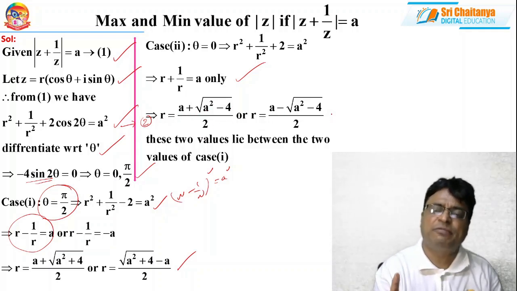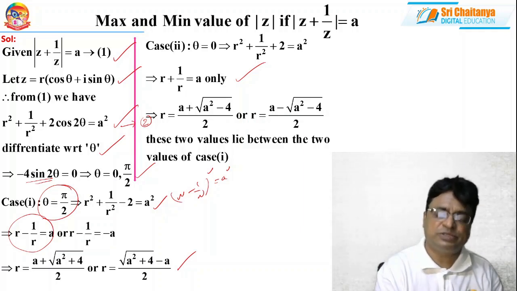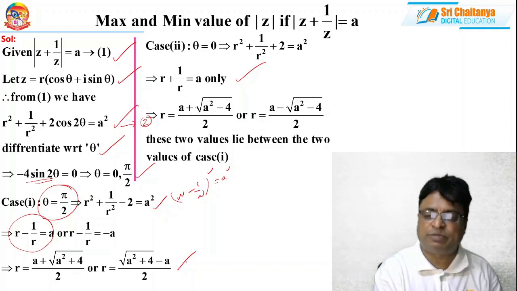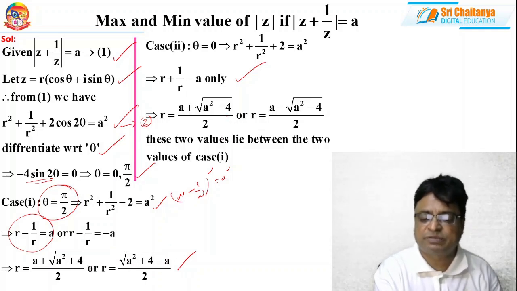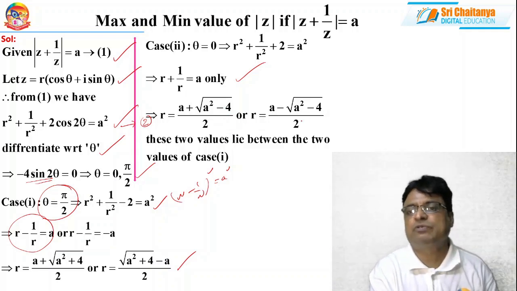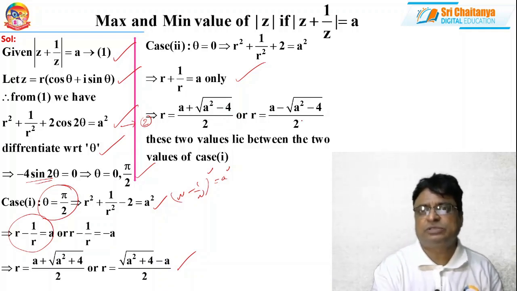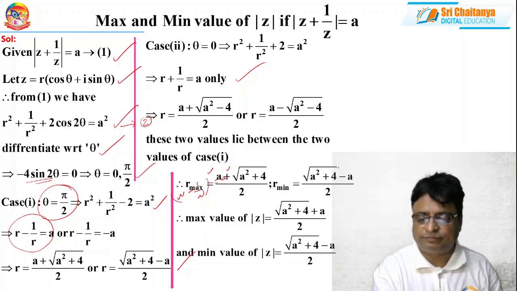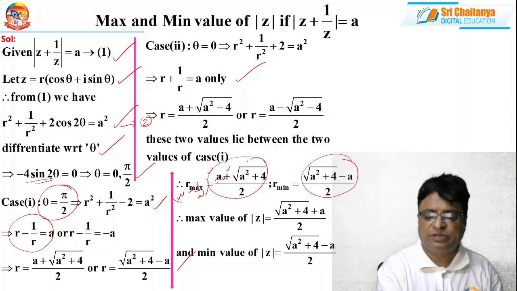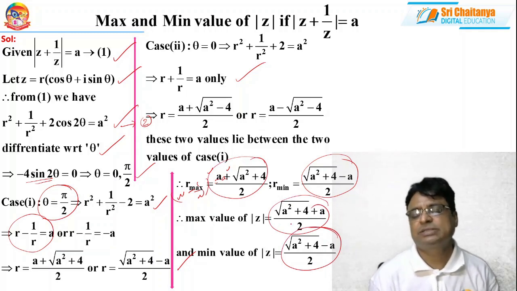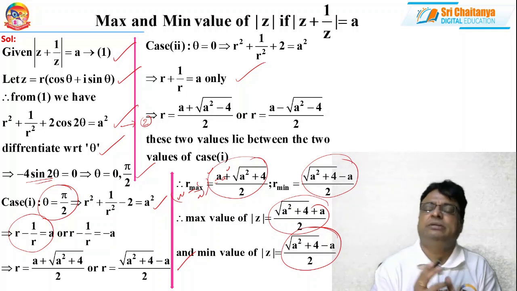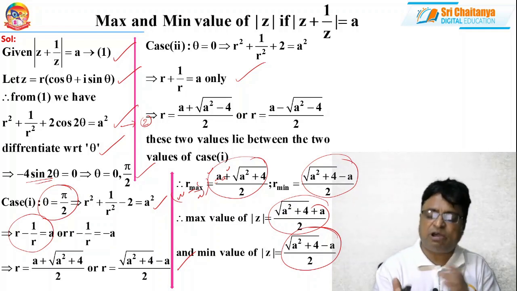So totally, how many values did I get for r? 4 values: (a plus root of a square plus 4) by 2, (root of a square plus 4 minus a) by 2, (a plus root of a square minus 4) by 2, and (a minus root of a square minus 4) by 2. Among these values, the least one is this one, and the greatest one is this one. So the maximum value is this one, and the minimum value is this one. These are the steps involved behind the screen.